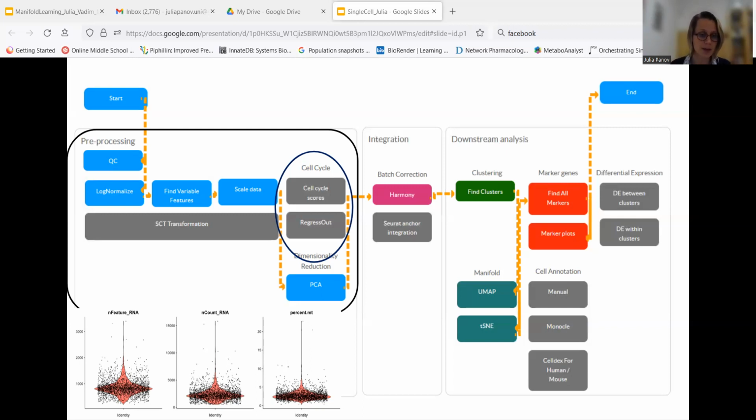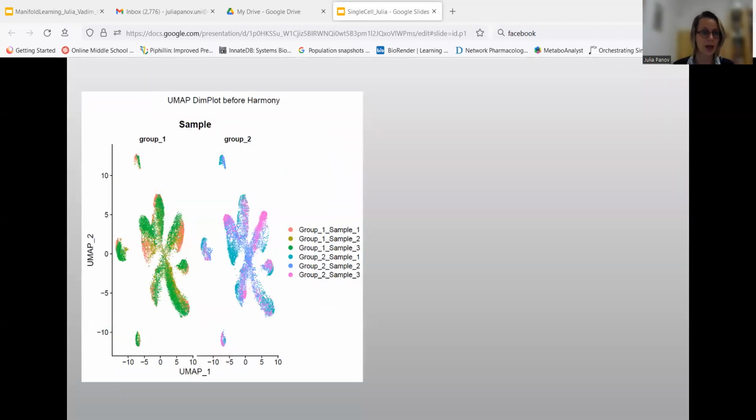Next step of the analysis, if you have several samples and you try to analyze them, we need to consider batch effect when we compare these biological samples. Here you can see the single nuclei RNA sequencing data from kidney samples of control mice, group one, and kidney samples of diabetic mice, group two. The dots are cells that are colored based on their sample identity.